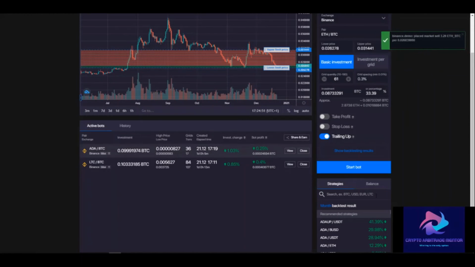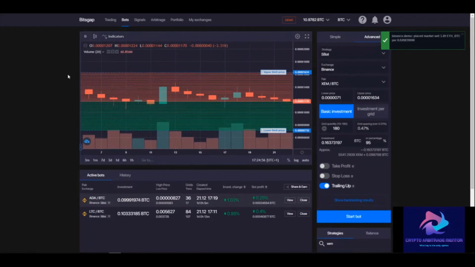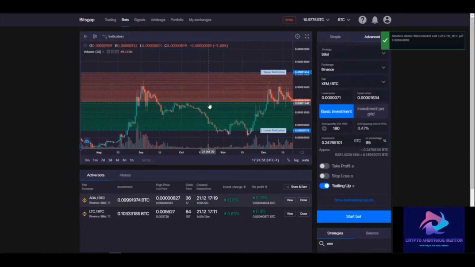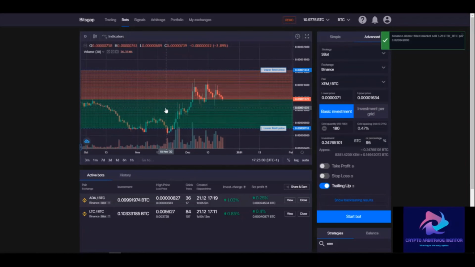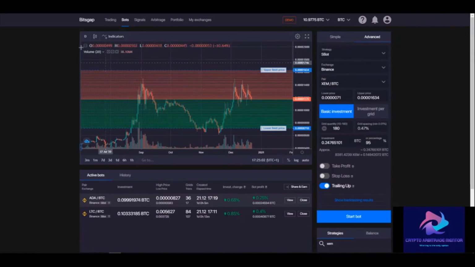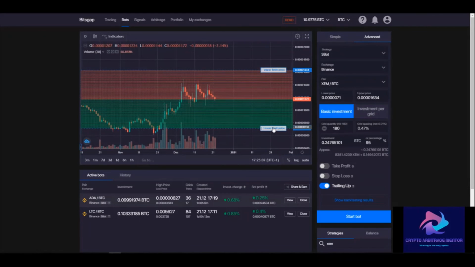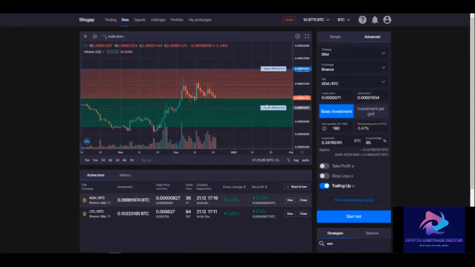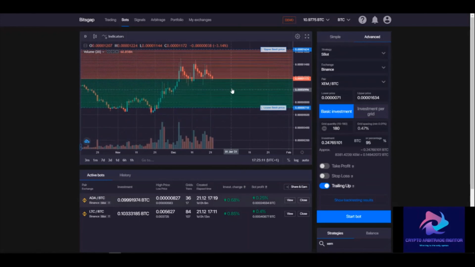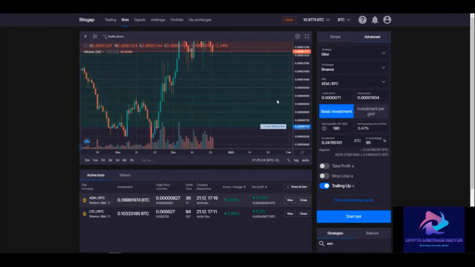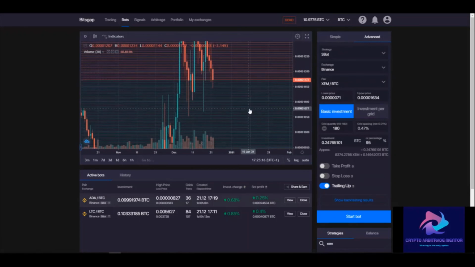Maybe Gems could be a good option. Okay, this is the chart day by day, and maybe here we can say, okay, I'm going to make narrow prices. Okay, like here, maybe here. Okay, in December, this one we can put here.